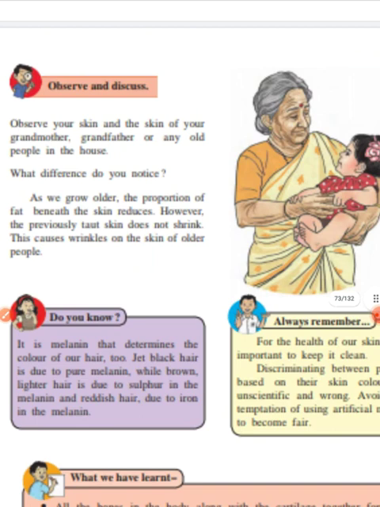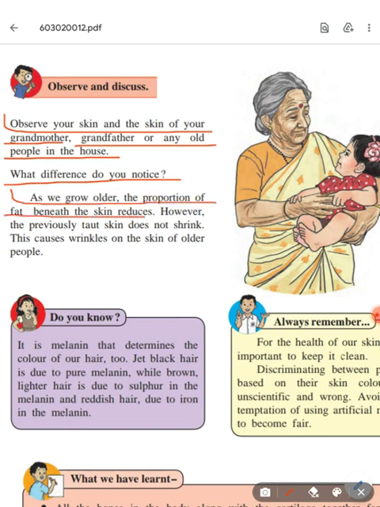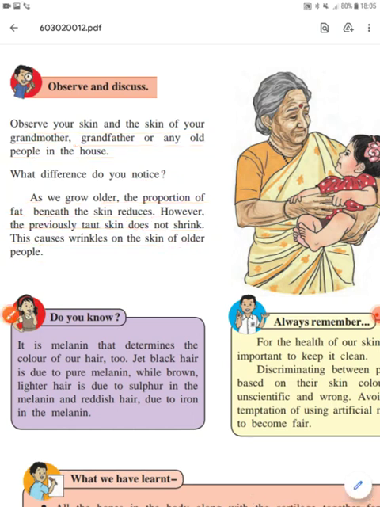Observe and discuss. Observe your skin and the skin of your grandmother or any old people in the house. What difference do you notice? As we grow older, the proportion of fat beneath the skin reduces. However, the previously taut skin does not shrink. This causes wrinkles on the skin of older people. Older people get wrinkles, and a new baby has no wrinkles on the skin.